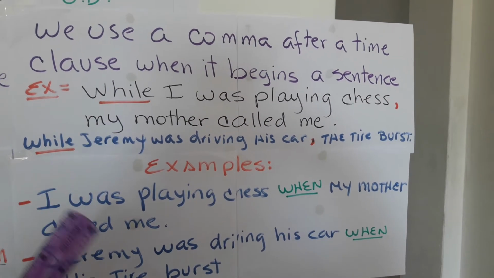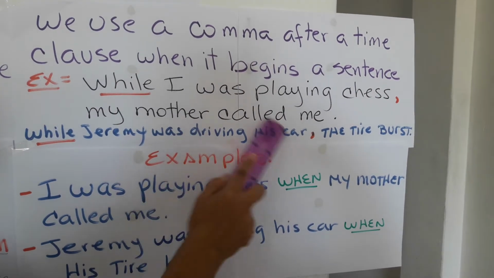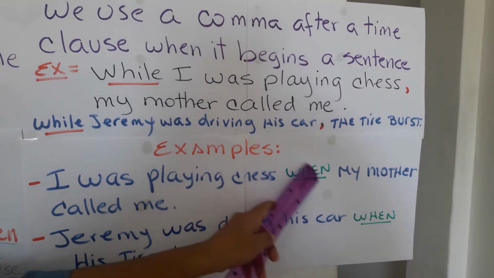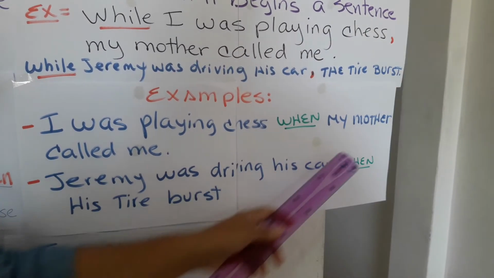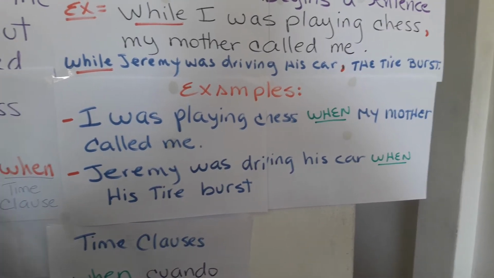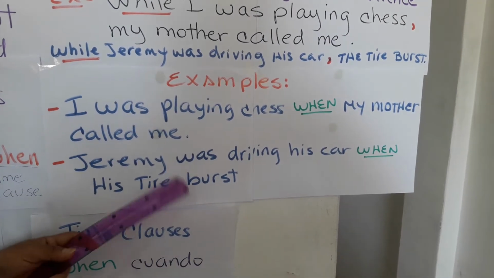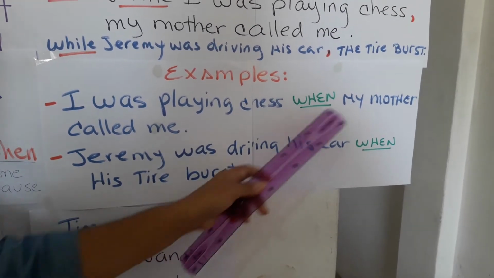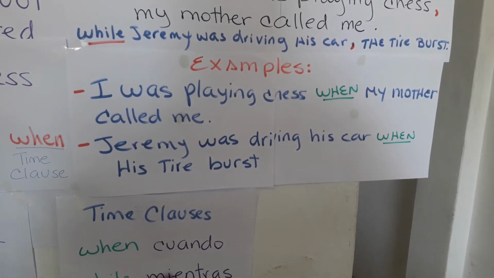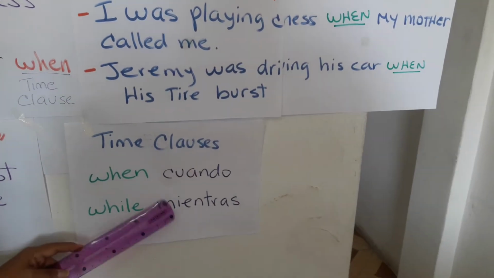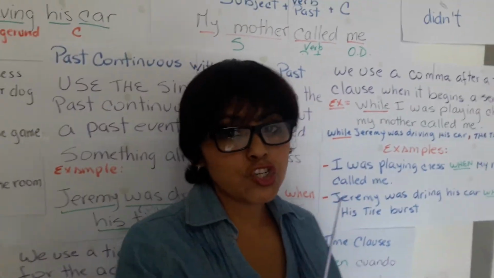While is at the beginning, and we have the past continuous tense, comma, and the past simple tense. Example with when: I was playing chess when my mother called me. So when is in the middle, the past continuous tense and the past simple tense. What about Jeremy? Jeremy was driving his car when his tire burst. Okay? Time clauses. This is the Spanish: when, cuando, while, mientras. Okay? So, that is the part for the examples of this Unit 5.